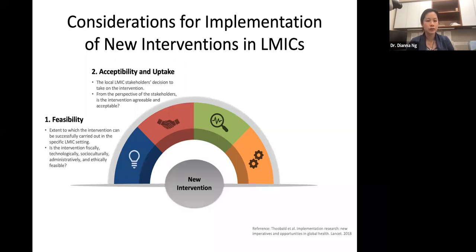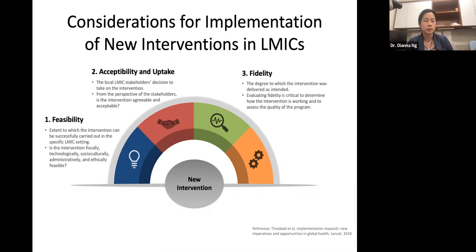And then in terms of acceptability and uptake, this requires a lot of local stakeholder input. From the perspective of the stakeholders, is this intervention acceptable? Stakeholders include physicians, administrators, patients, among others. Fidelity: is the intervention going to be delivered as intended? You'd be surprised that when people introduce interventions, it doesn't always come out as planned. And I've seen some other projects go awry because of this.